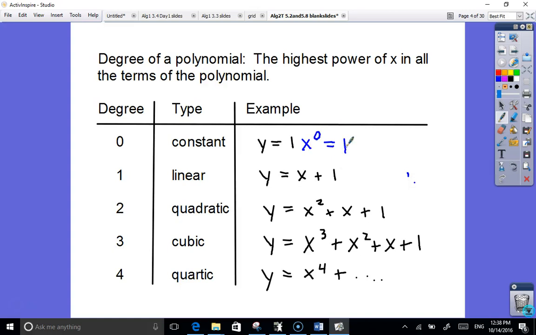And the type, so when it says, what is the type, then we're looking for that: constant, linear, quadratic, cubic, quartic. Actually there's one above that. Quintic is 5. But I've never heard the terms for 6 and above. I imagine that there are some terms for 6 and above.